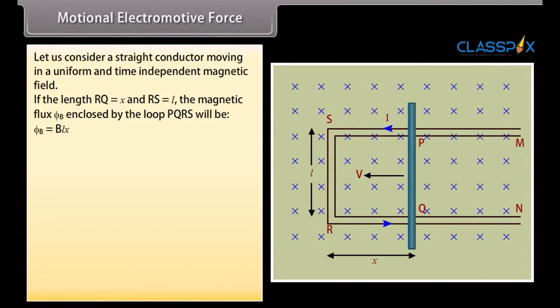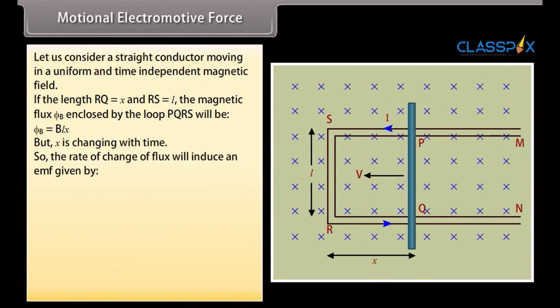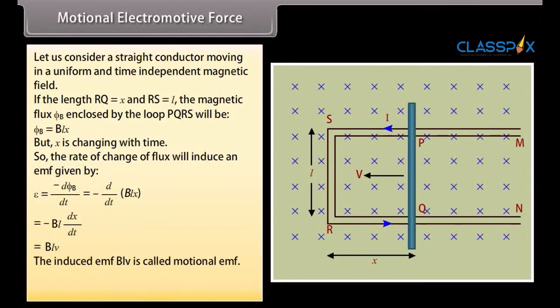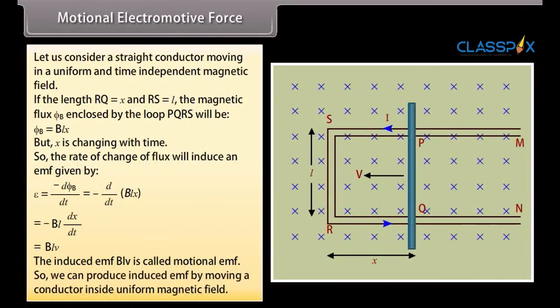If the length RQ is x and RS is L, the magnetic flux phi B enclosed by the loop PQRS is equal to BLx, but x is changing with time. So the rate of change of flux will induce an EMF given by minus d by dt of BLx, which is equal to BLv. The induced EMF BLv is called motional EMF. So we can produce induced EMF by moving a conductor inside a uniform magnetic field.